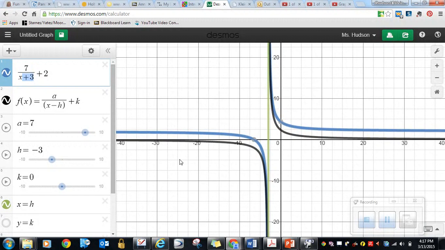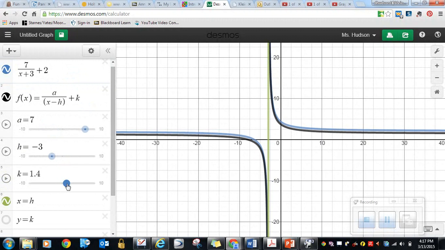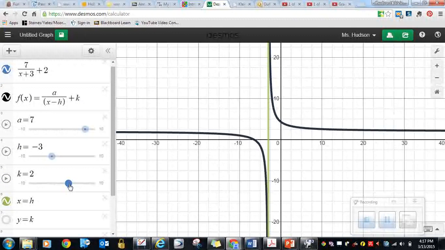We have one more transformation that happened. The next change, our final change, is an outside change. It's a plus 2. So normally we see a plus k, and that's going to translate it up or down. Let's make our k go plus 2. And now we see we've mimicked our original graph completely with our transformation model.